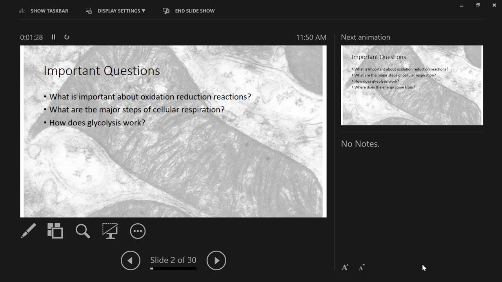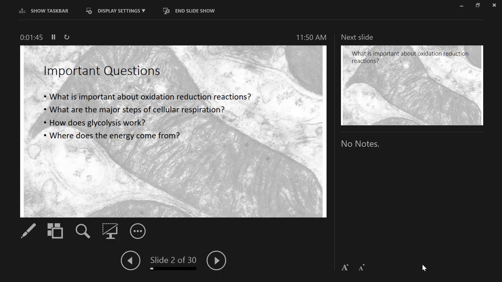How does glycolysis work? The first part of cellular respiration, how does it work? This is where it's going to be a lot of memorization, but again, we'll try to get you the big picture so you know where it all fits. And then finally, where does the energy come from? When we talk about cellular respiration, we talk about glycolysis, but ultimately the energy and the fuel have to come from somewhere else.